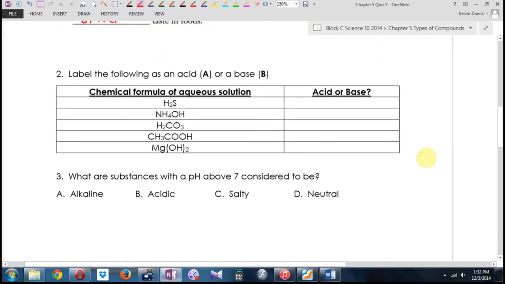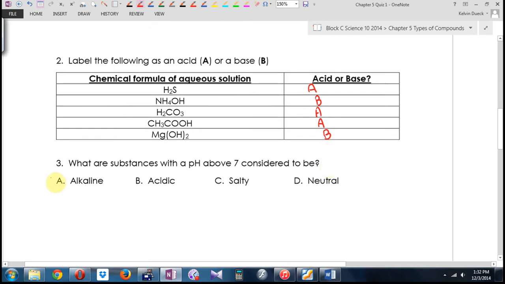Label the following as an acid or a base. Remember, another word for basic is alkaline. They will use that on the provincial exam, so I'll throw it at you.